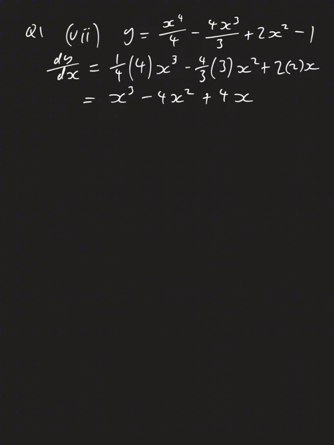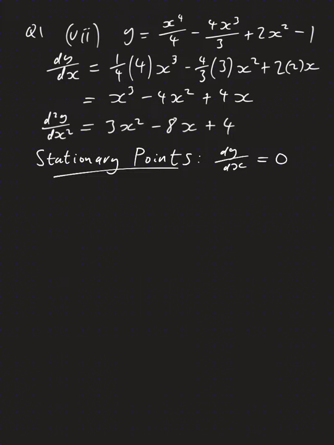Now I'll go ahead right away and get the second derivative, d2y/dx squared, the second derivative of y with respect to x. I get that by just differentiating that expression again. So I get 3 times x squared from x cubed, 2 times minus 4 is minus 8, times x to the power of 1, which is just x. And I get plus 4 times x to the 0 is 1, so it's just 4. So I have the first and second derivative. So the first thing I will look for is stationary points. That is points where dy/dx, the first derivative, is equal to 0.